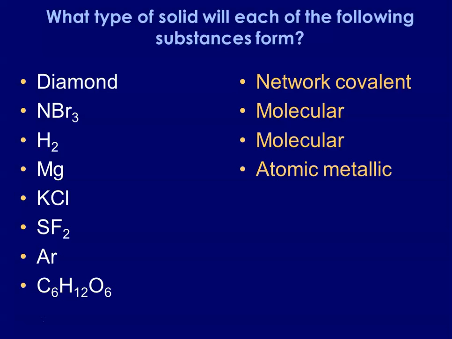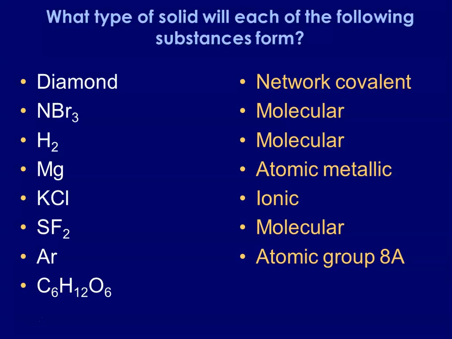Magnesium is a metal, so that's going to be an atomic metallic solid. KCl is a metal and a nonmetal, that would be an ionic solid. SF2 is made of two nonmetals, so that would be a molecular solid. That too has some polarity to it, so it would have dipole-dipole forces present. Argon is just that element. It's nonpolar, it just has London dispersion, and it specifically is a part of atomic group 8A.